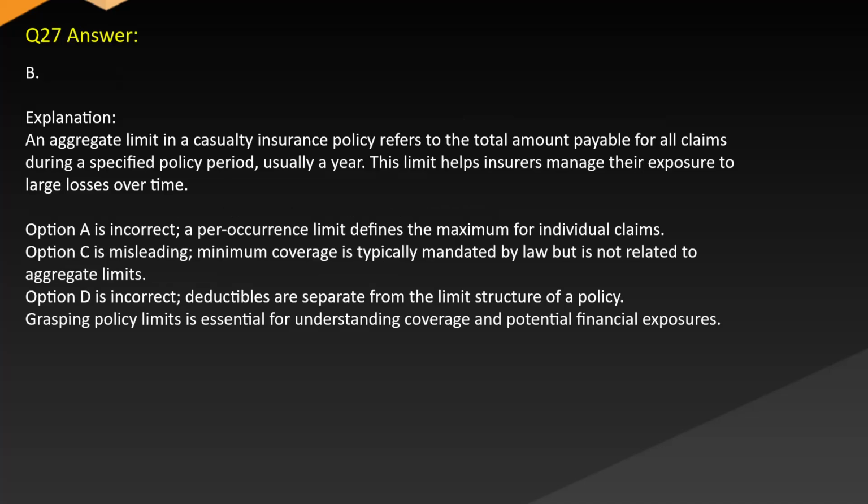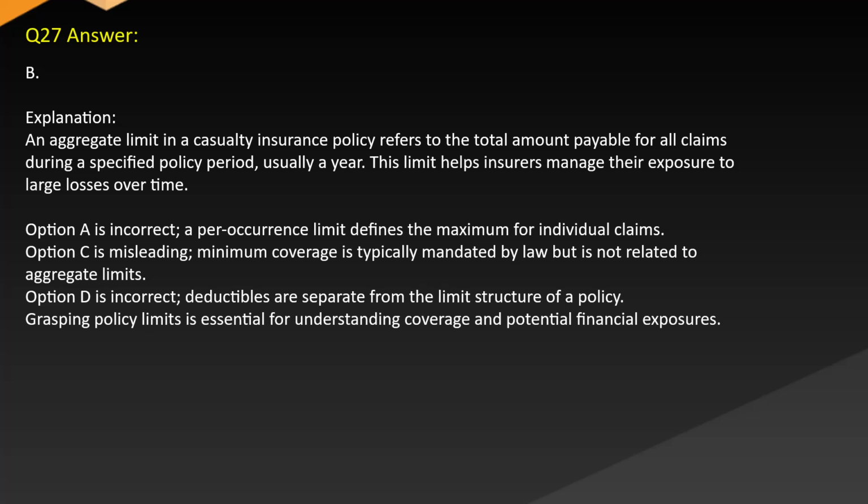Answer: B. Explanation. An aggregate limit in a casualty insurance policy refers to the total amount payable for all claims during a specified policy period, usually a year. This limit helps insurers manage their exposure to large losses over time.